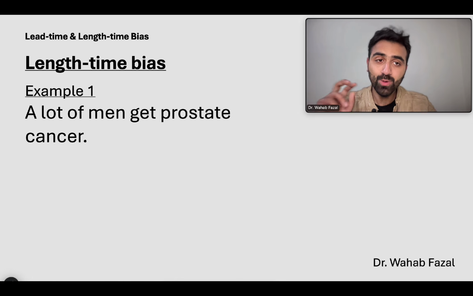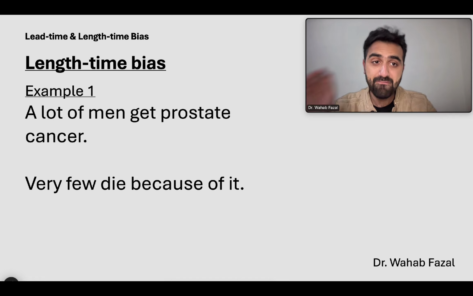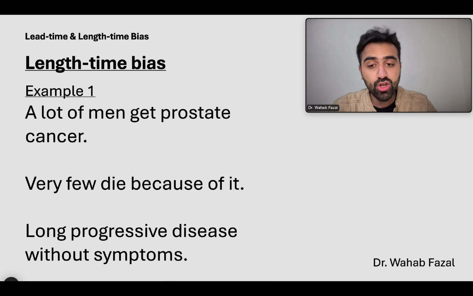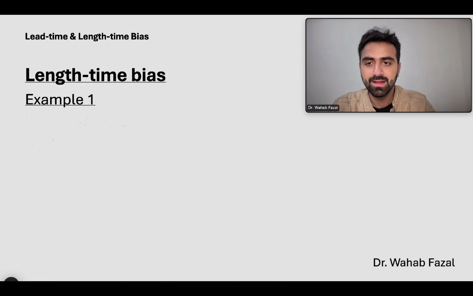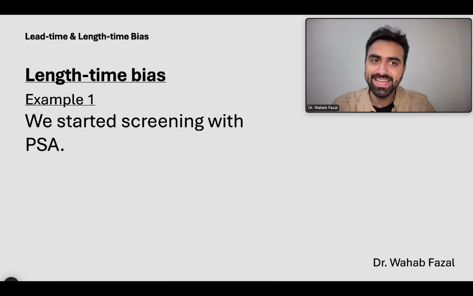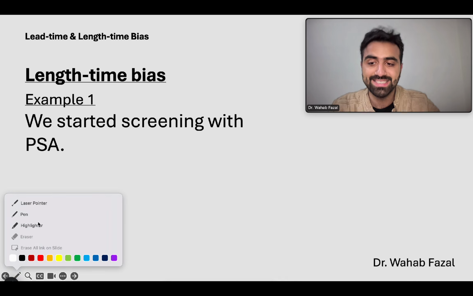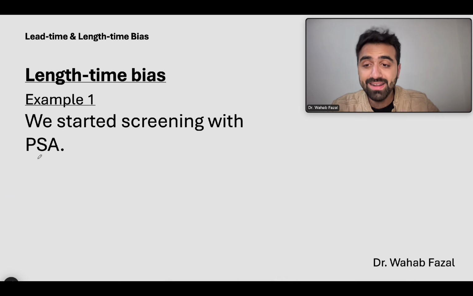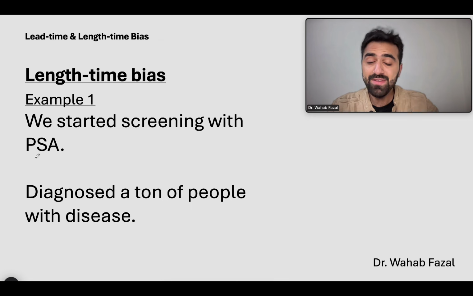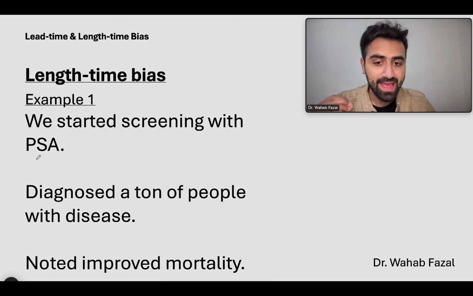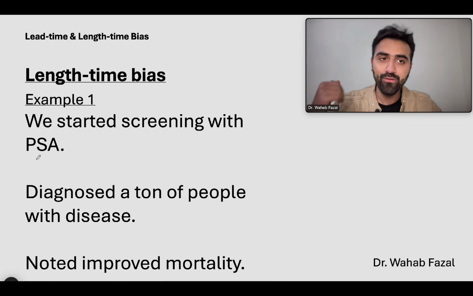So we know that a lot of men get prostate cancer and very few people die because of it. The mortality of it is very, very low. It's a long progressive disease without symptoms, meaning the majority of patients just don't have symptoms for prostate cancer. So in the 1970s and 80s, we had this new test called prostate-specific antigen. We had this new test that was diagnosing people earlier with the disease, right? And we diagnosed a ton of people with the disease. And we started noting improved mortality.